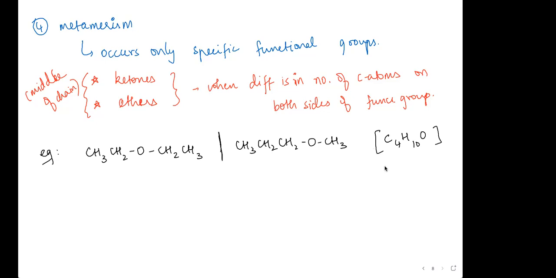I think she's right. ROR, like R is the alkyl group, with oxygen attached directly to two carbons on both sides. So that is ether. So both of them are ethers only. So where is the difference in structure, or is there no difference in the structure between both?